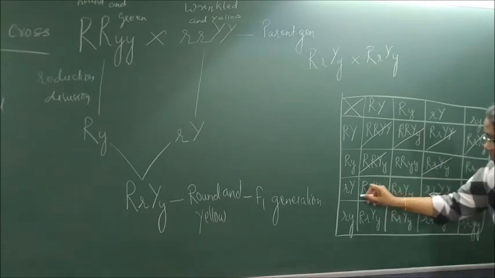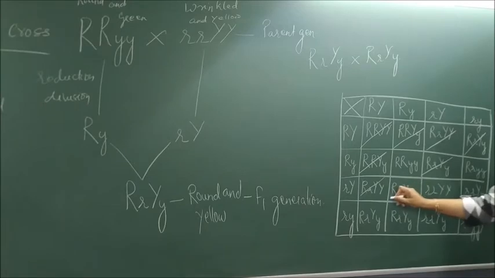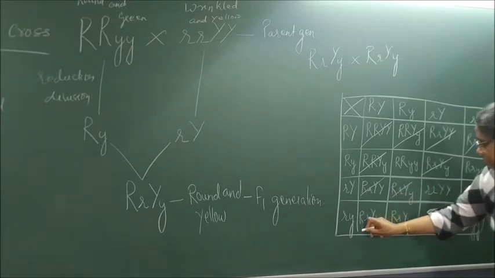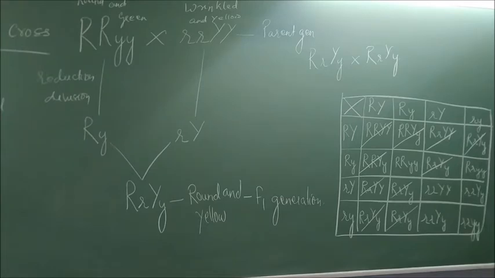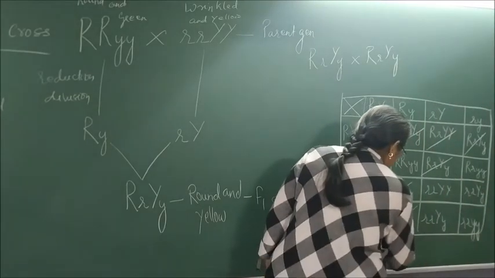This is round and yellow. This is also round and yellow. This is also round and yellow. This is not. This is not. This is also round and yellow. And this is also round and yellow. It should be round and green. Which one? The one across now. This one? Yeah, it has small y and small y, both the places. Oh, sorry, I have written it wrong.